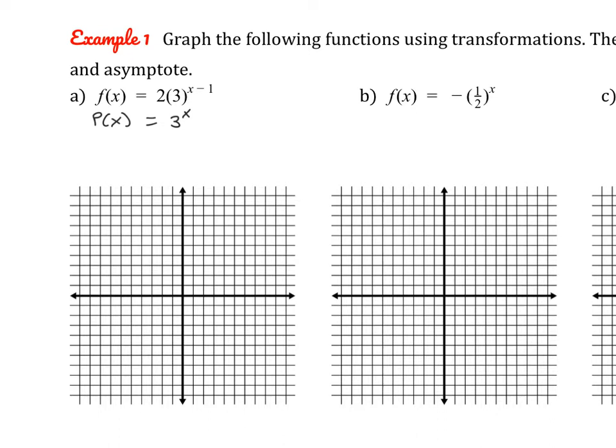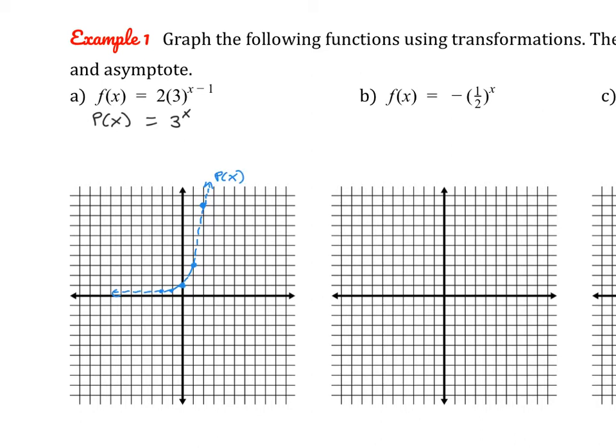We know that 3 to the power of negative 2 is 1/9, a really small number, so something around here. 3 to the power of negative 1 is 1/3, a really small number as well. Anything to the power of 0 is 1. 3 to the power of 1 is 3. And 3 to the power of 2, or 3 squared, is 9. So this is our parent function. I'll do it as a dotted blue line, and I'll label it p of x.